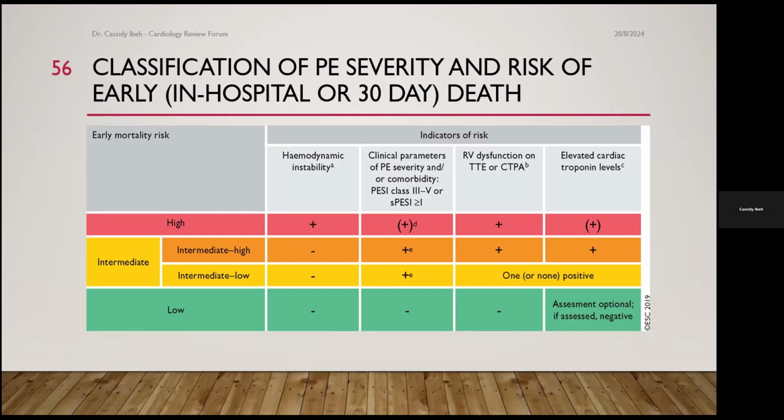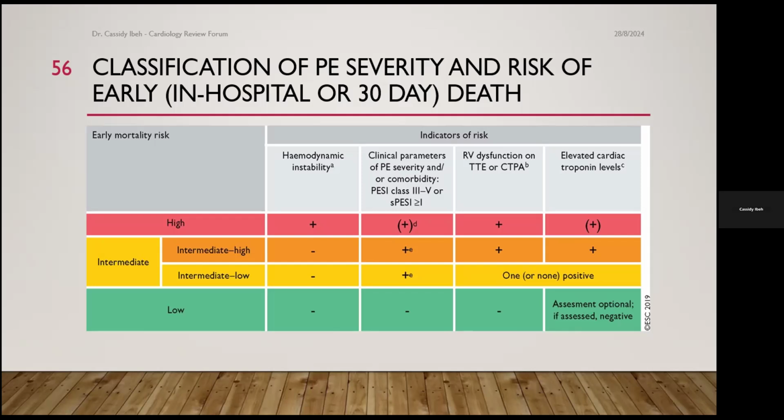Almost between class 3 to 4. And then when you do your echo, there will be presence of right ventricular dysfunction. Then cardiac troponins will also be elevated here. Then for intermediate, which is classified into intermediate-high and intermediate-low: for intermediate-high, there is no hemodynamic instability. This patient has clinical parameters of PE severity, and on your echo there will also be right ventricular dysfunction and also an elevated troponin.